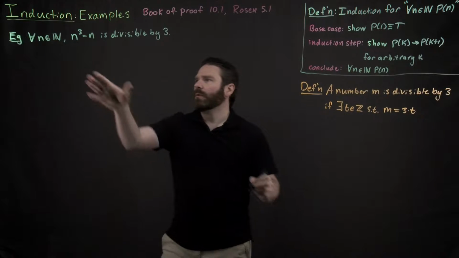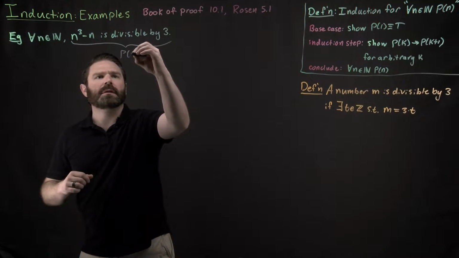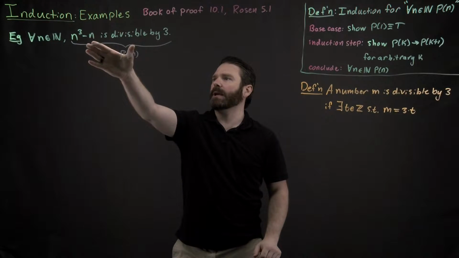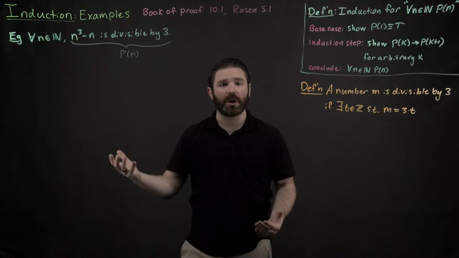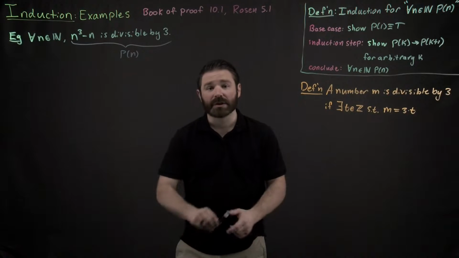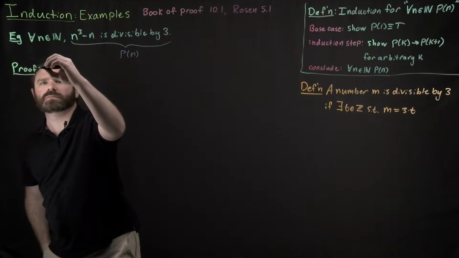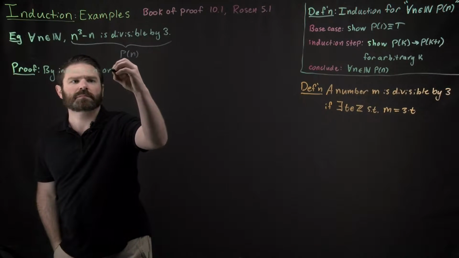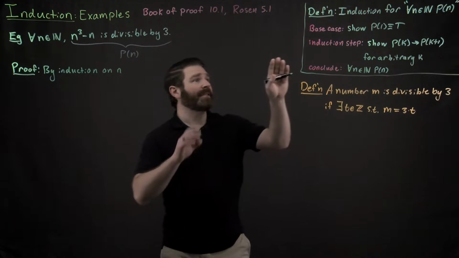So we basically have a propositional function that's claiming n cubed minus n is divisible by 3. And we want to show that that's true for all n. So that makes us think that yes, we're going to have to be using induction. So proceeding by induction on n, I have my definition right here.